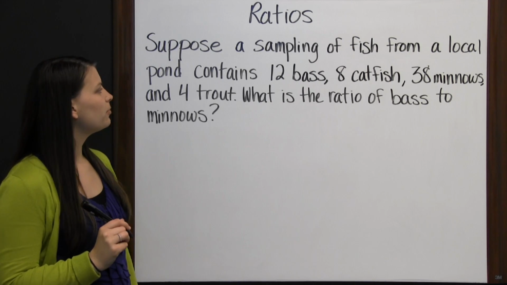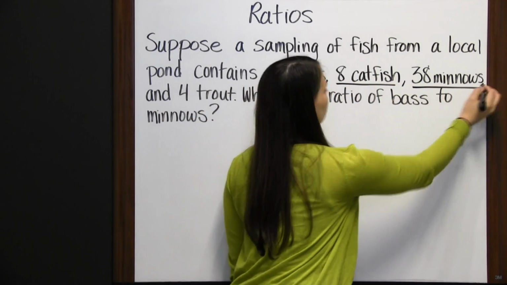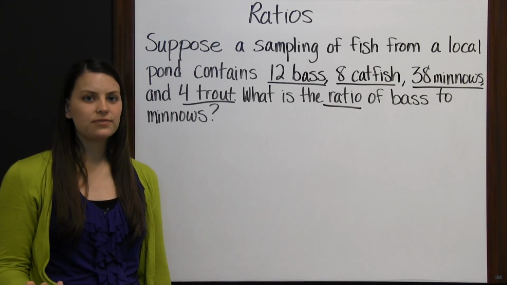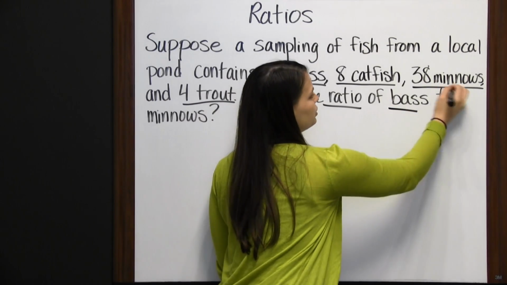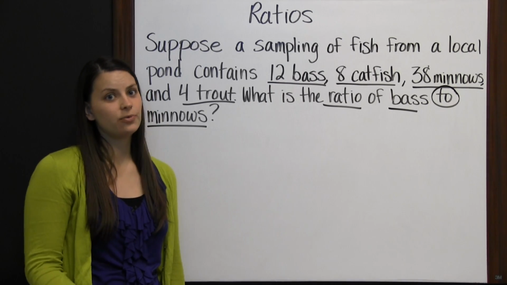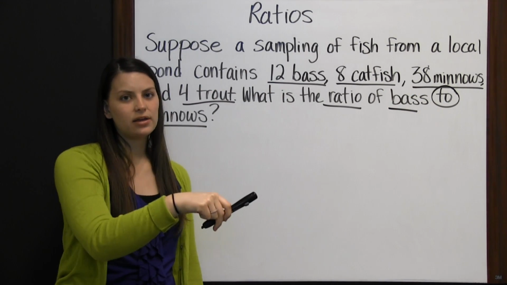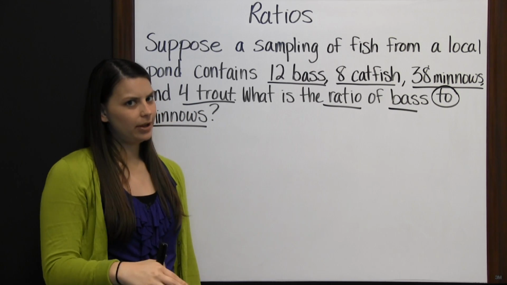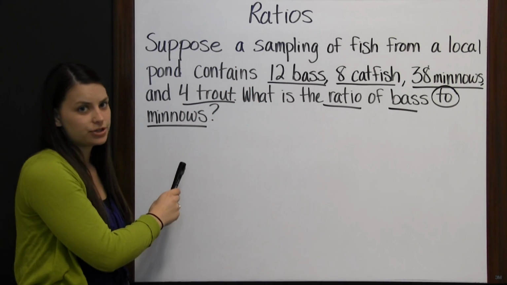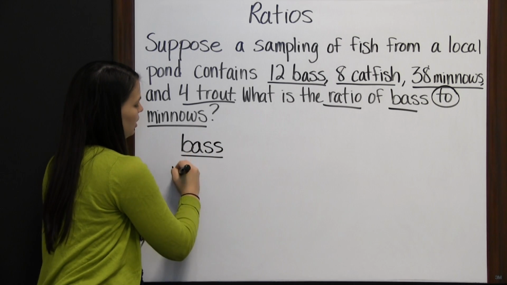Suppose a sampling of fish from a local pond contains 12 bass, 8 catfish, 38 minnows, and 4 trout. What is the ratio, so the comparison of two numbers, of bass to minnows? Now, when they ask you this question, they're telling you exactly how to set your ratio up. Since it says bass to minnows, we read left to right. We also read from top to bottom. Since a ratio is a fraction, then they're telling you what your numerator should be and what your denominator should be. So our ratio is going to be bass to minnows.